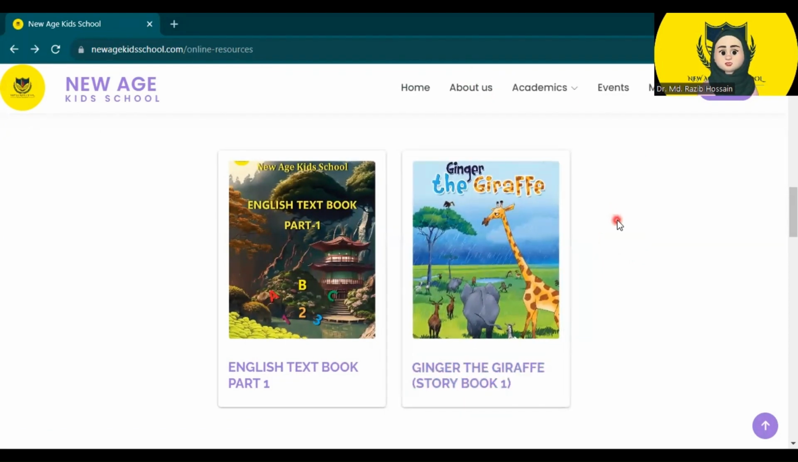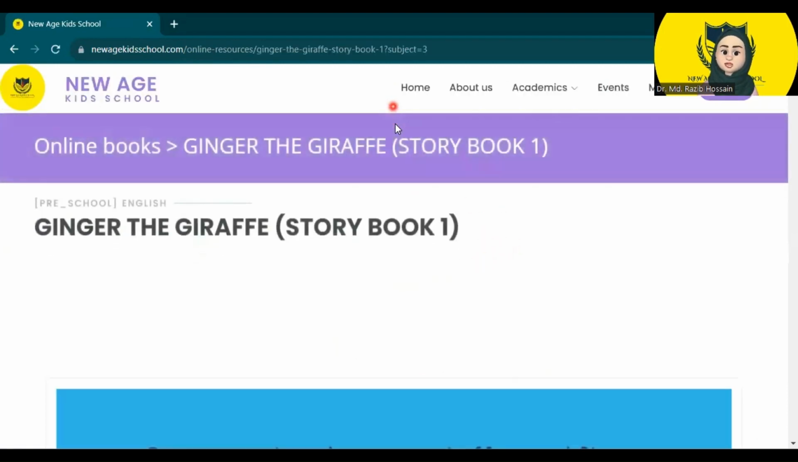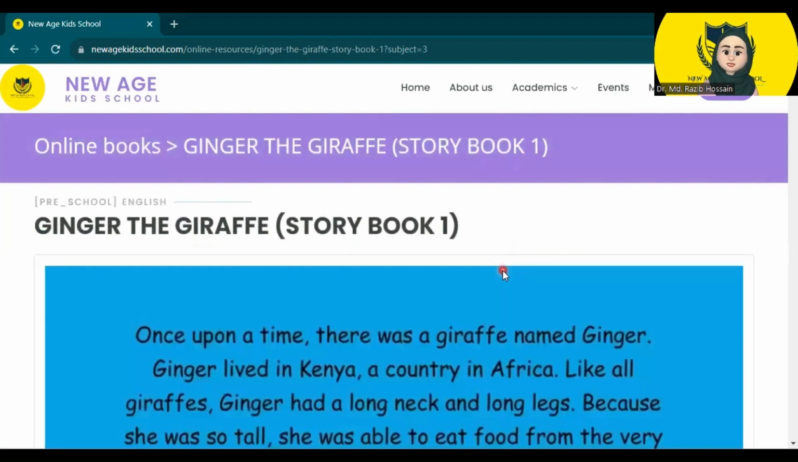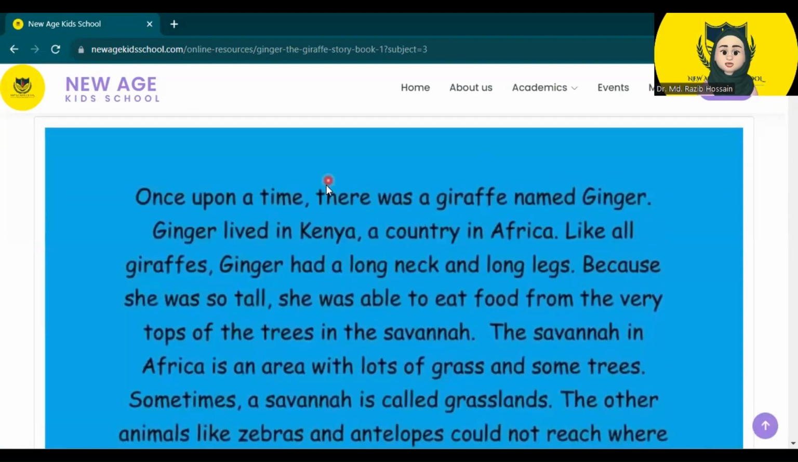To read the story, you have to click over here. After clicking over here, you will get to the story. So let's read the story together. Ginger the Giraffe. Let's read the story together.